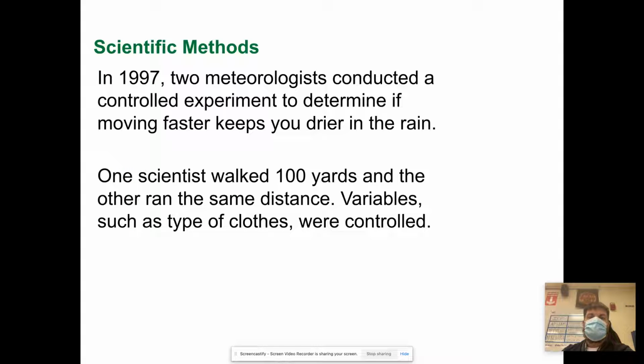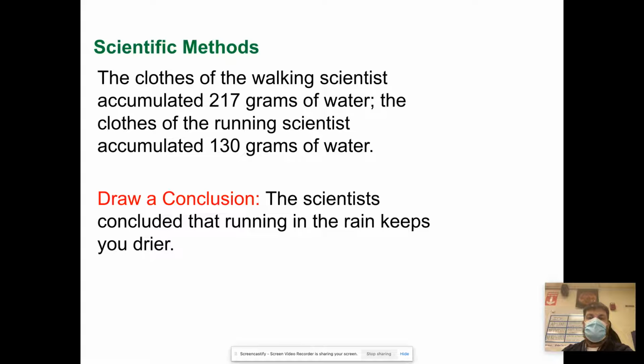In 1997, two meteorologists conducted a controlled experiment to determine if moving faster keeps you drier in the rain. One scientist walked 100 yards and the other ran the same distance. The variables such as types of clothes were controlled. The clothes of the walking scientist accumulated 217 grams of water, and the clothes of the running scientist accumulated 130 grams of water. Draw a conclusion. The scientist concluded that running in the rain keeps you drier.